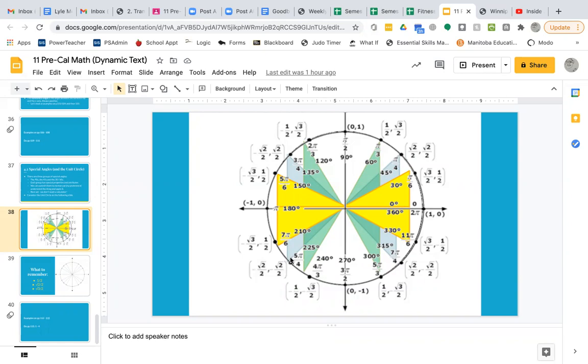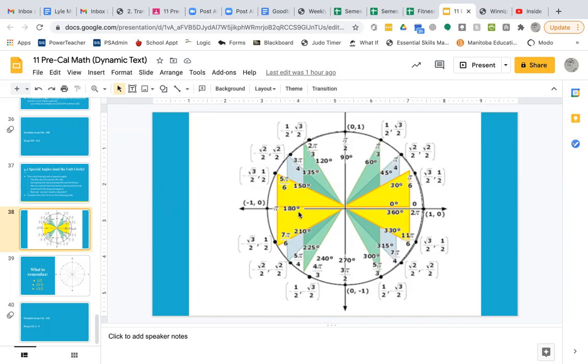Next example, cos of 135. Here's 135 right here. The cos value, the x value, is negative root 2 over 2. The default is root 2 over 2, but on this side of the circle, cos is negative. Okay, so at 135, it's negative root 2 over 2. At 225, it's negative root 2 over 2. Both have a 45-degree reference angle.